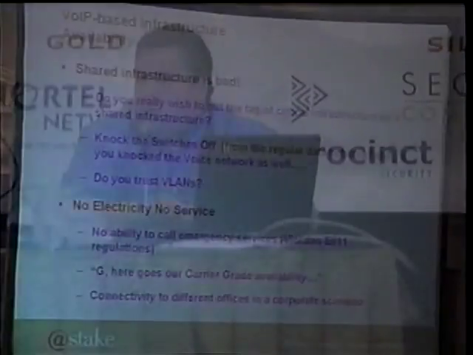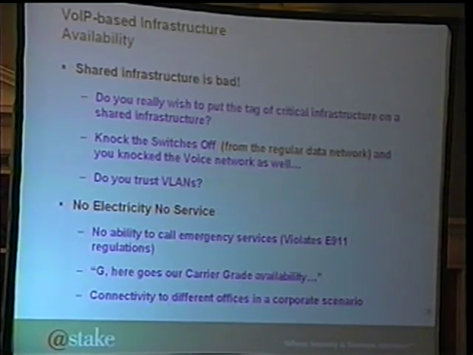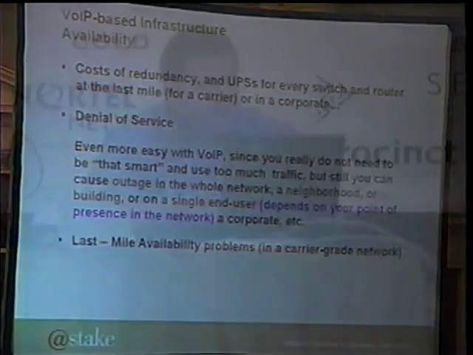This means that if an intruder wants to get into your house, and your house is using IP phones, and he shuts down the power supply to your house, that's it. If you don't have any mobile phones, I guess you get the picture. This actually violates the E911 regulations, which nobody actually liked to tell you. It's actually some kind of carrier grade availability issue, and of course, a problem in the corporate scenario as well.